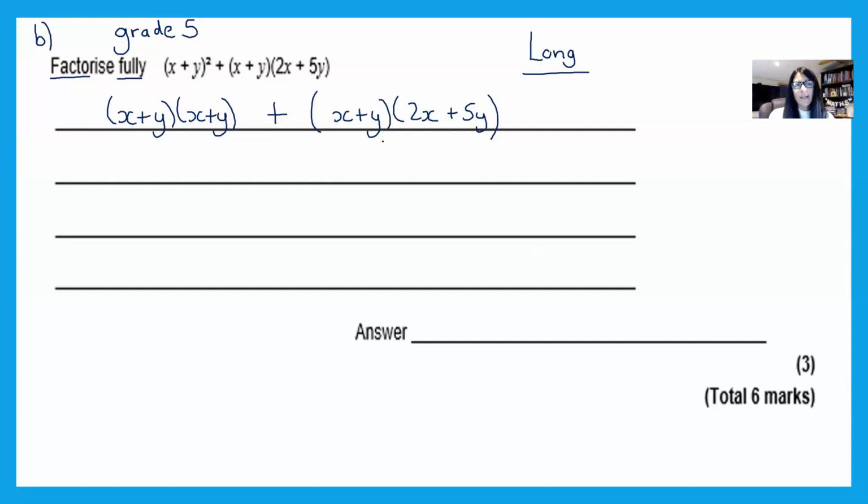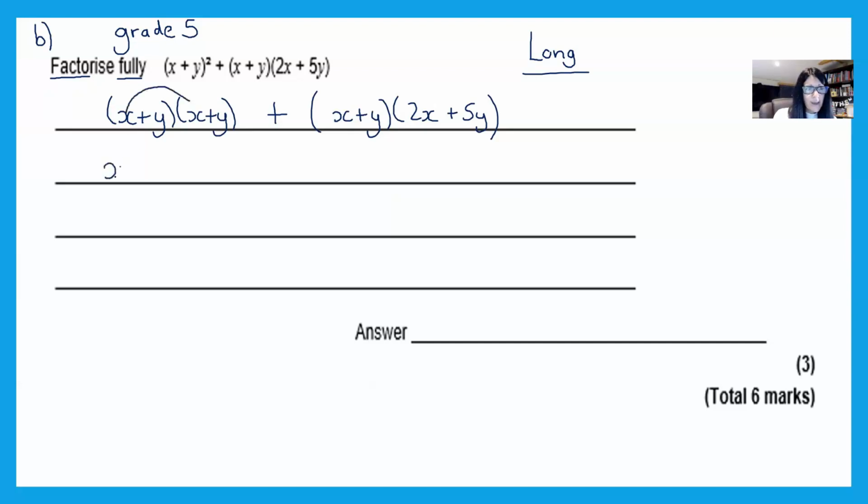Most people see brackets. What do we do with them? Get rid of them, expand them. So expanding double brackets, there's the FOIL method, there's the grid method, there's a cover-up method. There are loads of methods, so you choose which method suits you. So I'm just very quickly going to do the FOIL method.